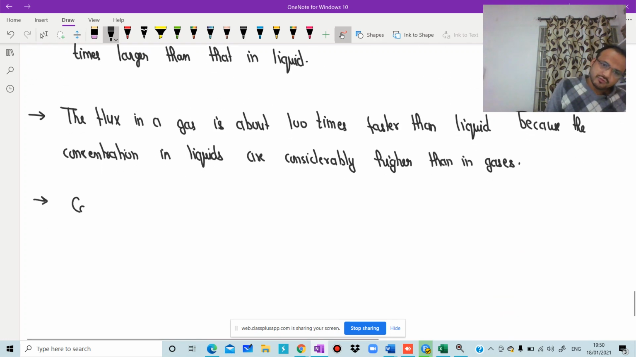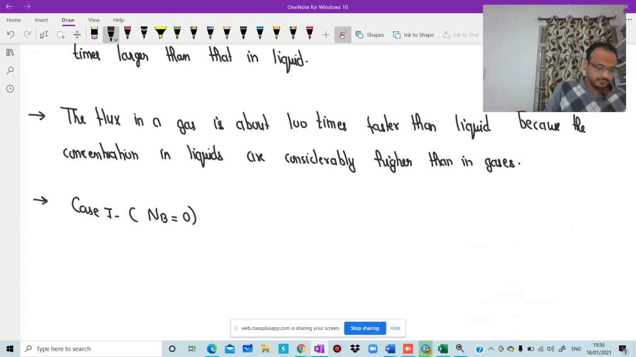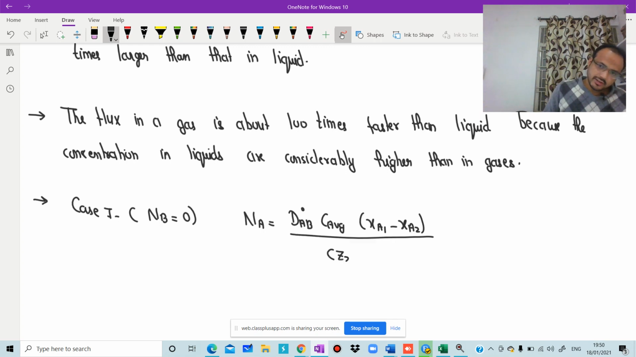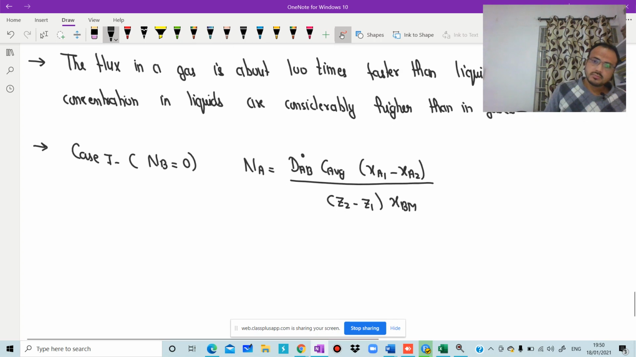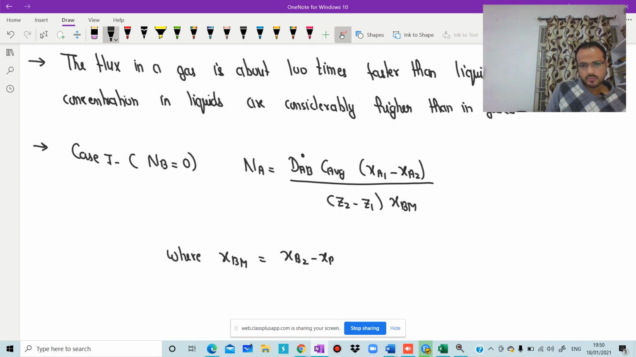Again, diffusion in liquids, case first: steady state diffusion of A through non-diffusive B. NA is equal to D_AB C average times (XA1 minus XA2) divided by (Z2 minus Z1) XBM, where XBM is equal to (XB2 minus XB1) divided by ln(XB2 by XB1).